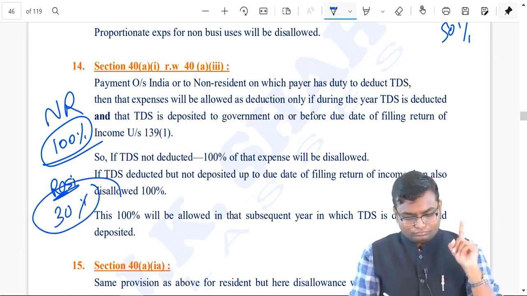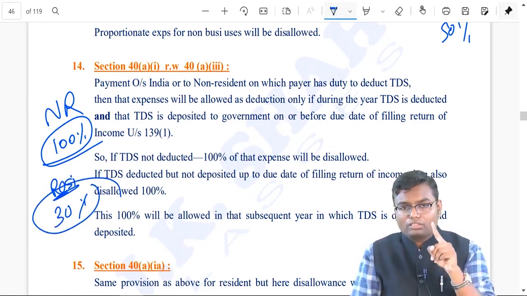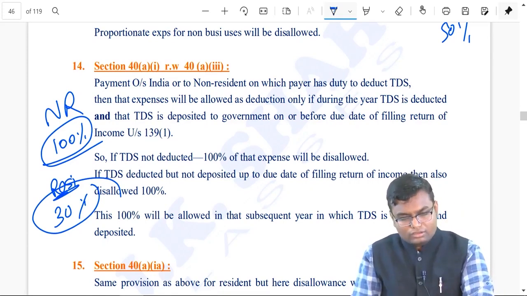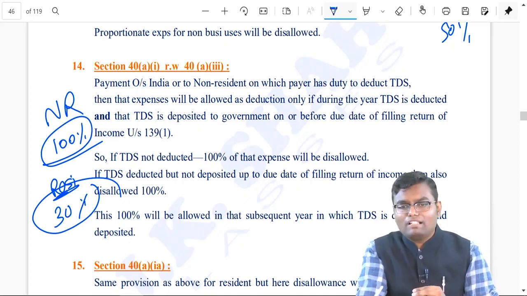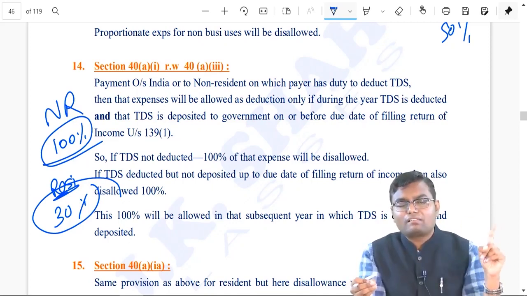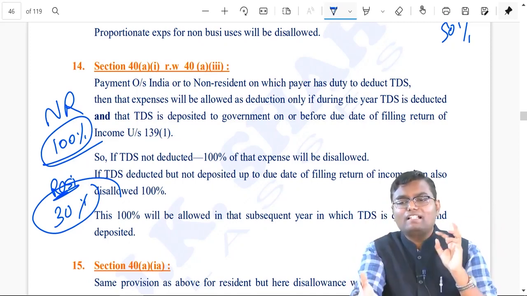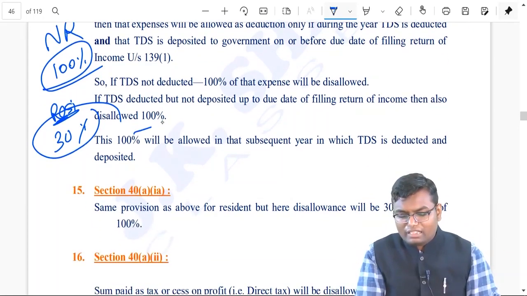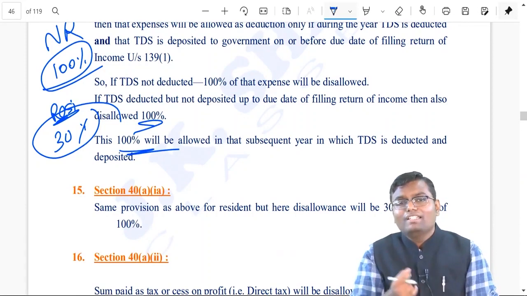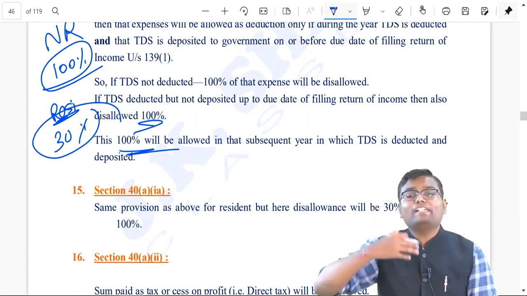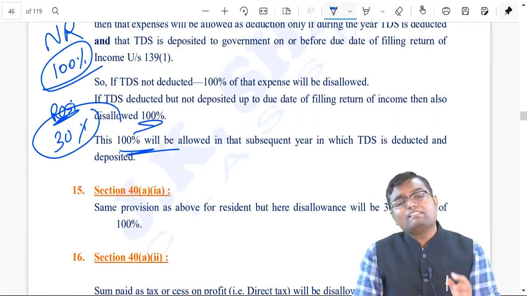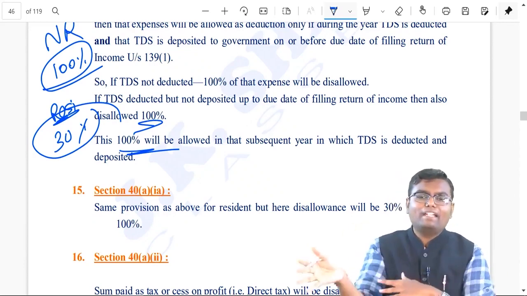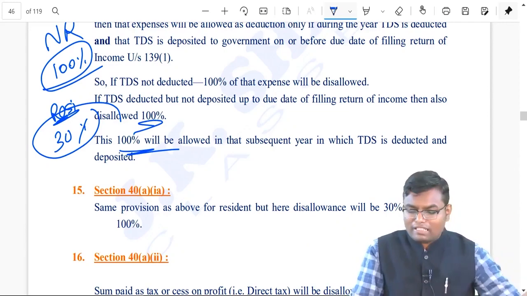What I said, you don't deduct TDS, or after deducting TDS you didn't deposit to the government up to the due date. And if the amount is paid to a non-resident, how much will be disallowed? 100%. If the amount is paid to a resident, then how much will be disallowed? 30%. Now this 100% and 30% will be allowed in that year in which you rectify your mistake. That means in the year in which TDS is deducted and deposited correctly, in that year you will get back deduction of this amount which was disallowed earlier.